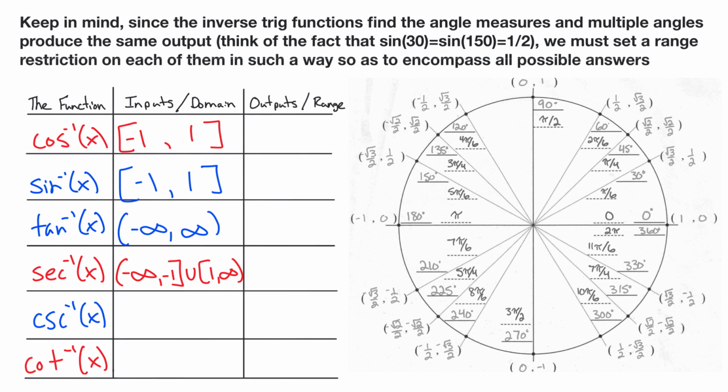And then cosecant inverse, it is dealing with the same domain. It is negative infinity to negative 1, union, that's a bracket, 1 to infinity. And then lastly, cotangent has the same domain as tangent, which is it exists for all real numbers, negative infinity to infinity.